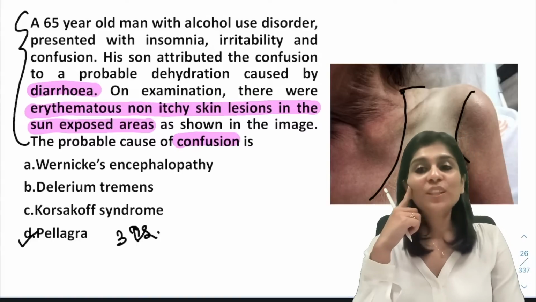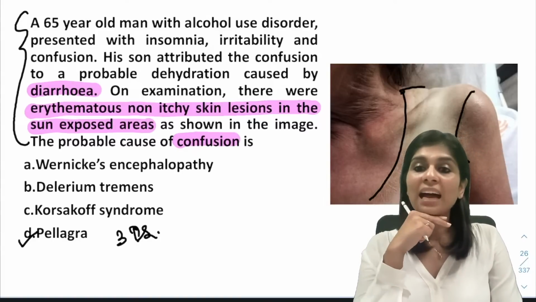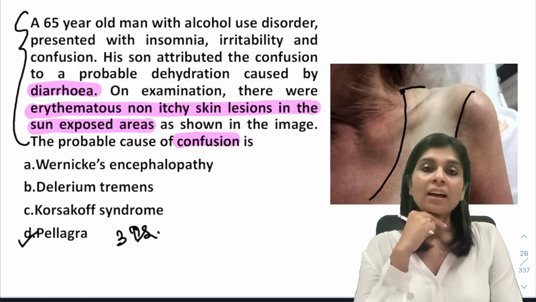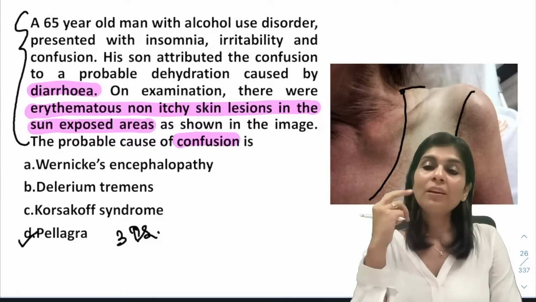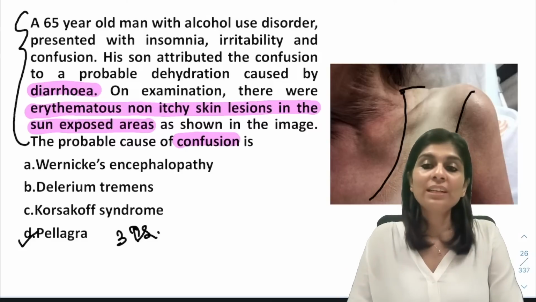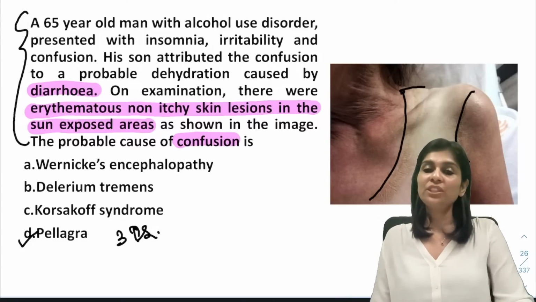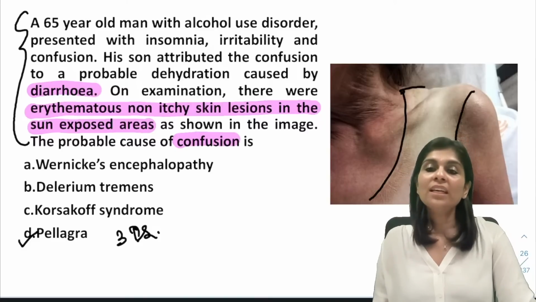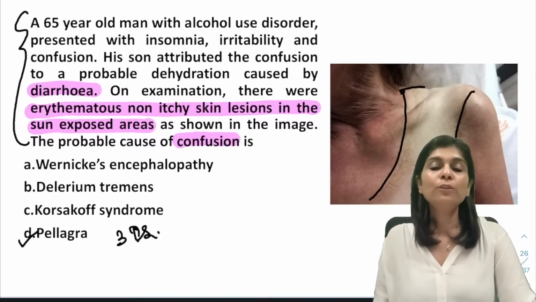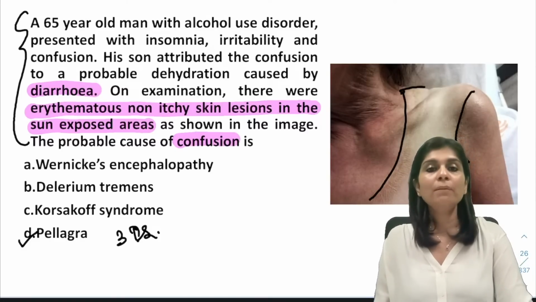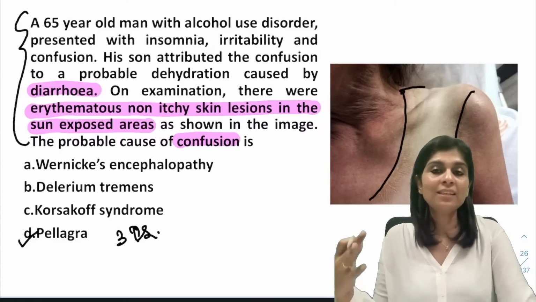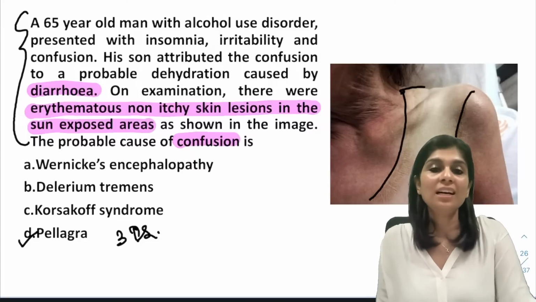So 3 Ds of pellagra, and if you're asking me, is an alcoholic prone to develop pellagra? A chronic alcoholic is prone to develop every essential micronutrient deficiency, not only thiamine deficiency. Just because all textbooks talk to you about thiamine deficiency, don't think that a chronic alcoholic is susceptible to only thiamine deficiency. They are prone to develop all vitamin deficiencies. So they are prone to develop niacin deficiency or pellagra as well.